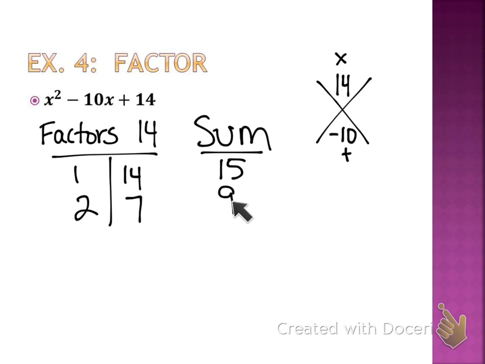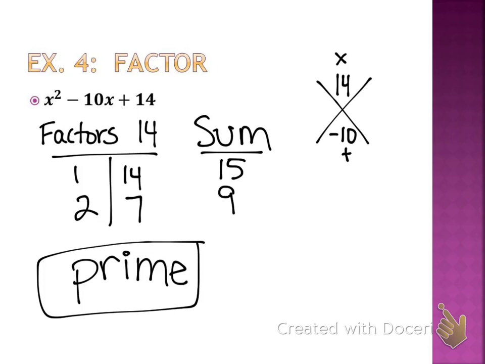Do either of these give me something close? Close, but not close enough, right? Neither of these are a positive 10 or a -10. So there's nothing I can do that's going to make this work out for me. Do we see that? None of these numbers work. If that happens, then your answer should be that it is prime. It cannot be factored. That's considered a prime polynomial. You cannot factor it. There's nothing that's going to work out for us.